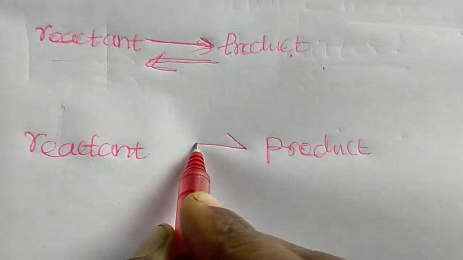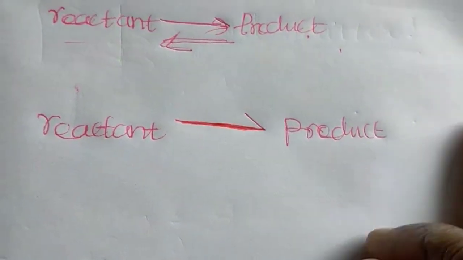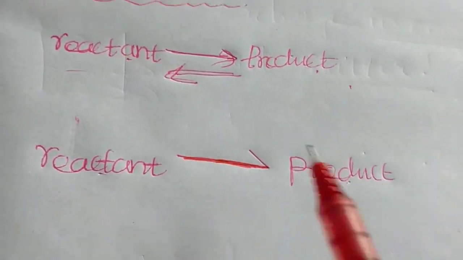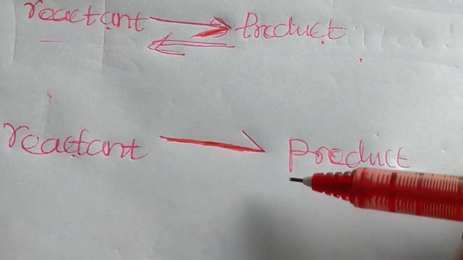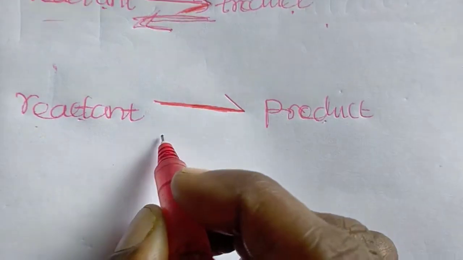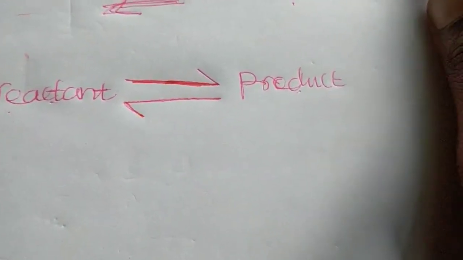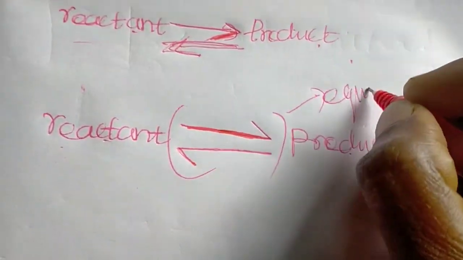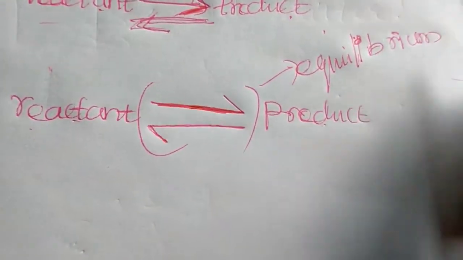What will you write? Half of the arrow. Write the arrow like this, half of an arrow, which means the first reaction, reactant to product. We neglect the other side, so we write only this half of the arrow. Then product to reactant, the next arrow. So you should write like that. This symbol denotes that this reaction is in the equilibrium state.